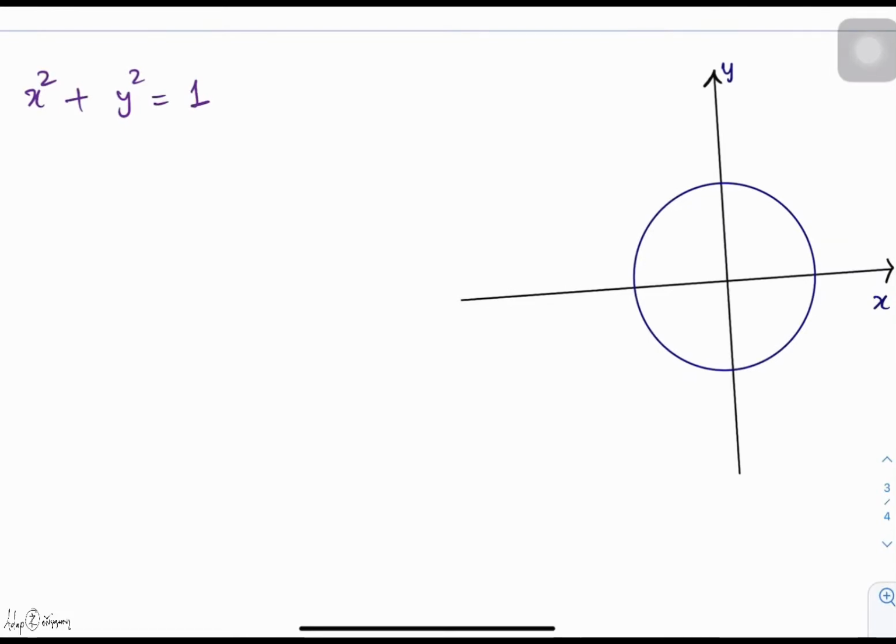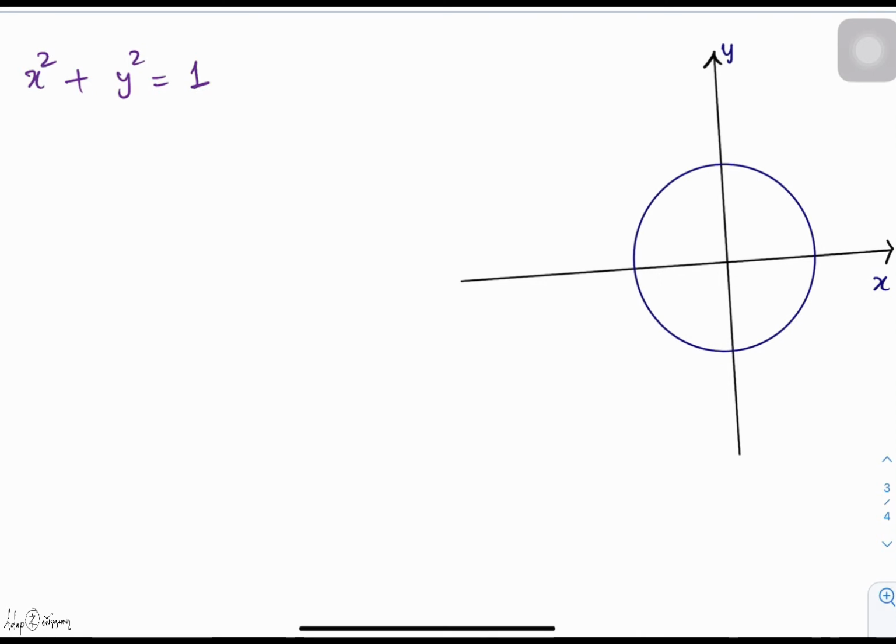Let's take this example for implicit function and differentiate it. As you can see in the diagram here, this is a circle, and the general equation of a circle is x squared plus y squared equals 1, which also qualifies as an implicit function. Now here, if you are asked to find the gradient at this point here, or the slope of this point, how would you find it?